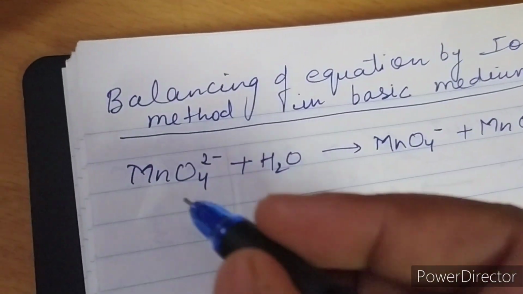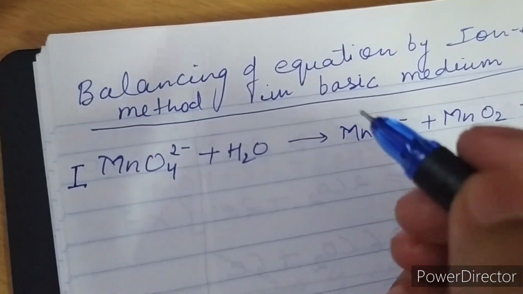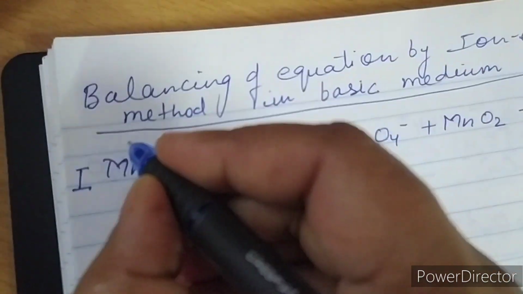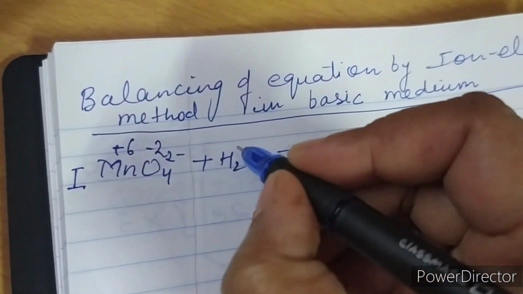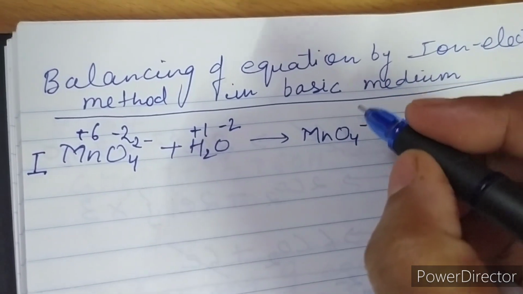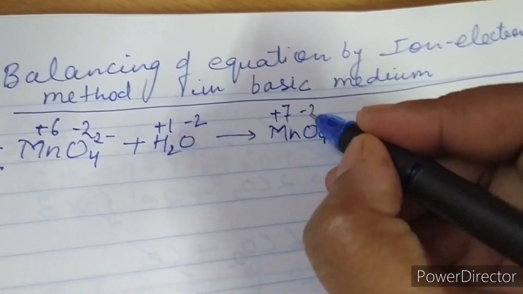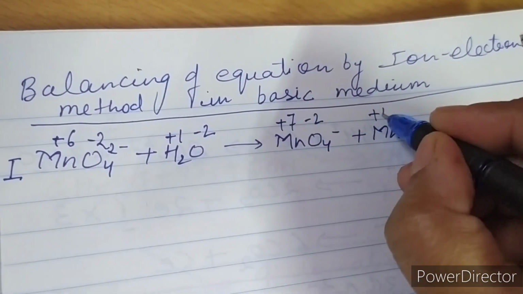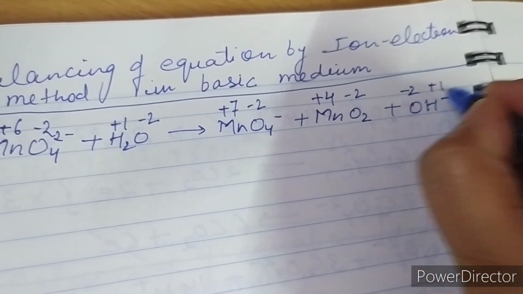Now again in this also the first step was the same, that is to write the oxidation number on the various atoms involved. If you take it as x and find out the answer, 4 times 2 is 8, minus 2, that is plus 6 will be the oxidation state of manganese here, and oxygen minus 2. Hydrogen plus 1, oxygen minus 2. In MnO4 negative, manganese, if you take it as x, it will come out to be plus 7, minus 2 again here. Here if you find out the oxidation number of manganese, it will come out to be plus 4, minus 2, oxygen again minus 2, and plus 1 hydrogen.